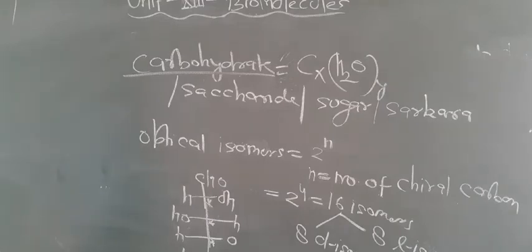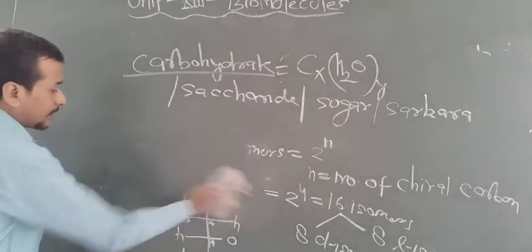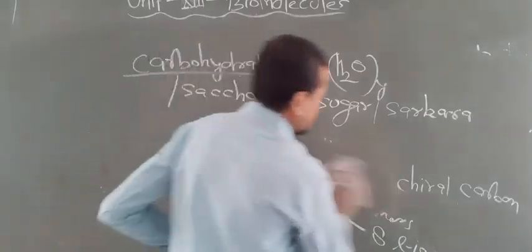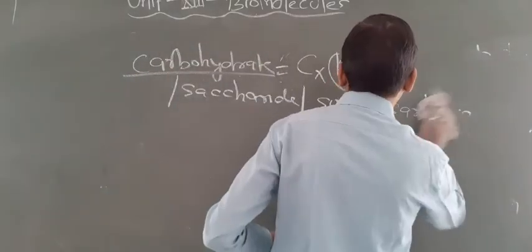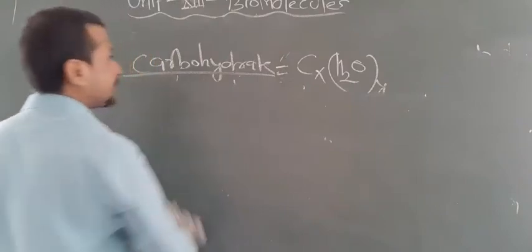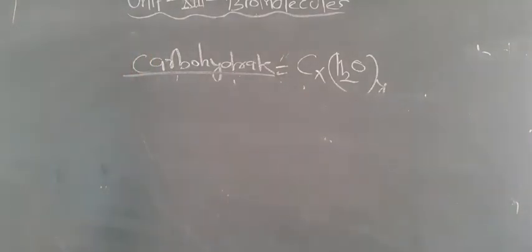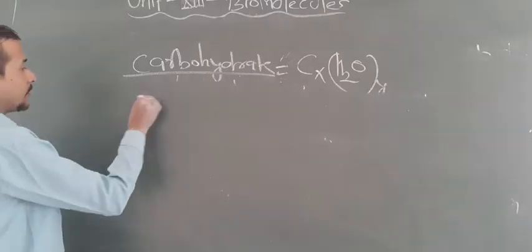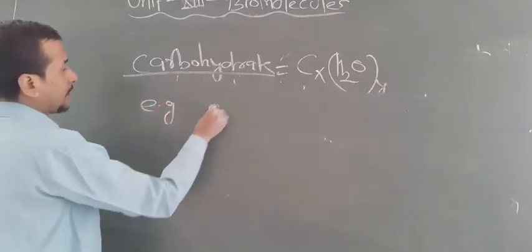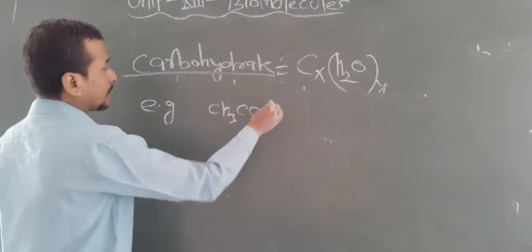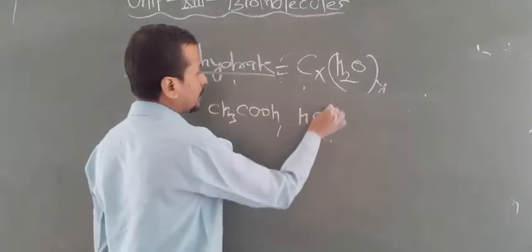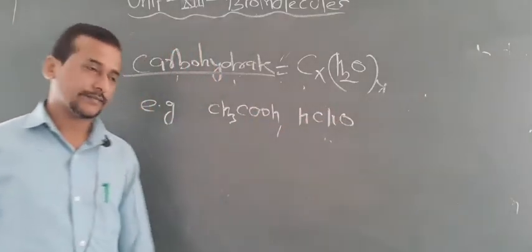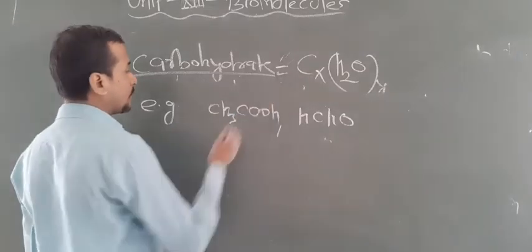Now one question may arise: some compounds follow the general formula of carbohydrates, but they are not carbohydrates. For example, look here, acetic acid, formaldehyde. Look here, they also follow the same formula. How?